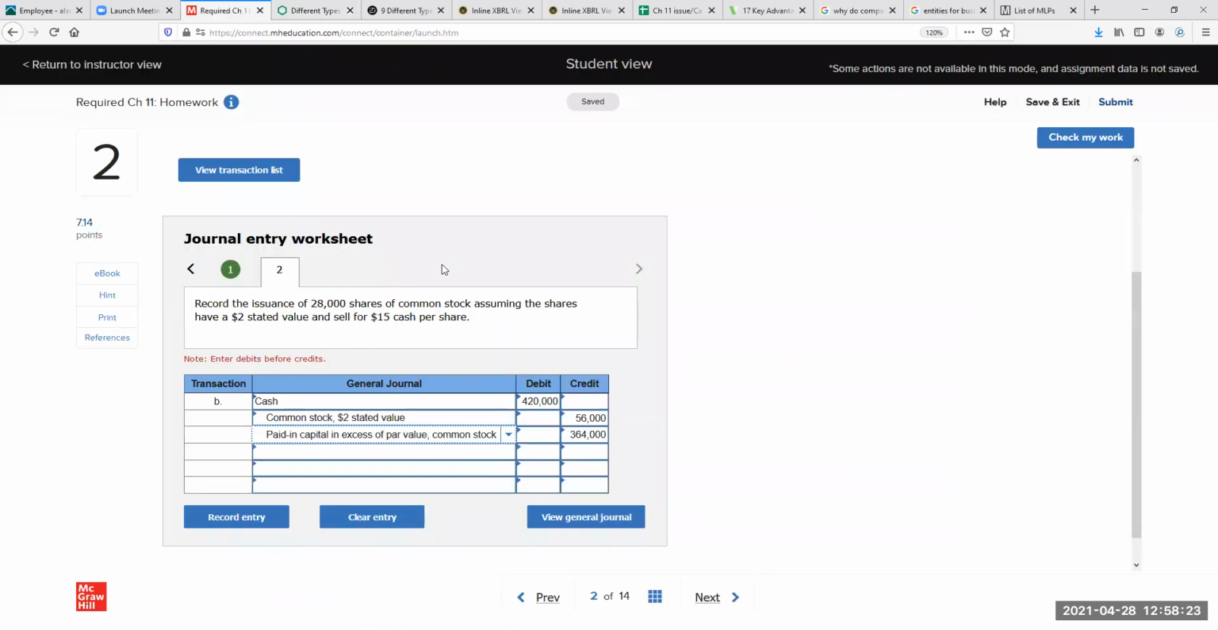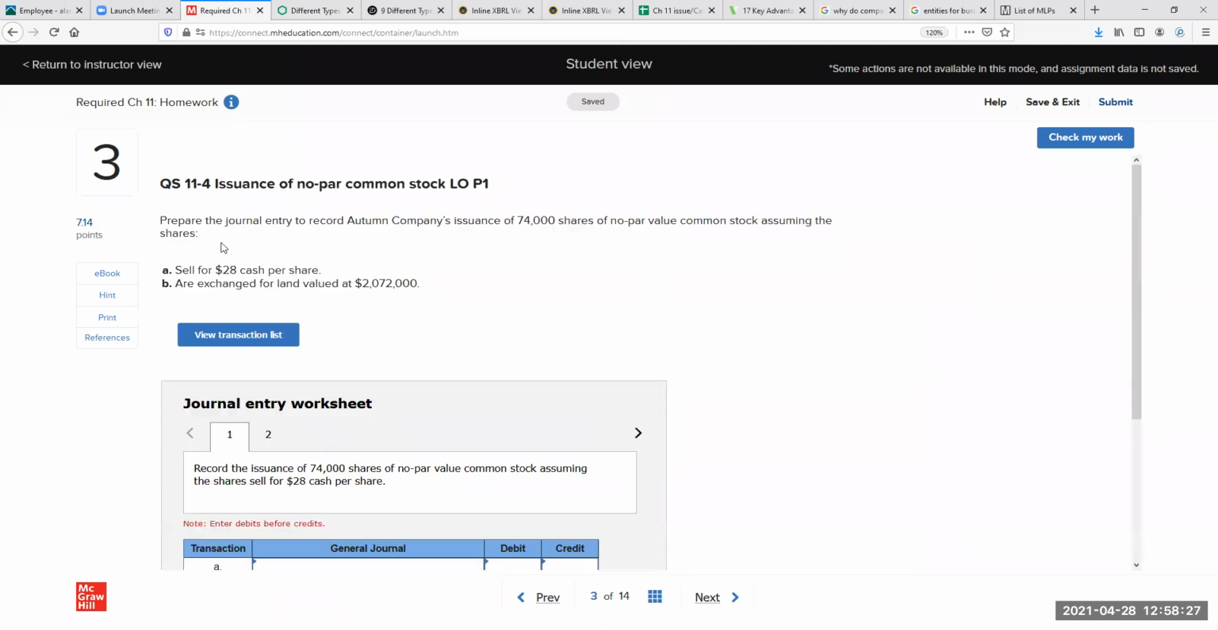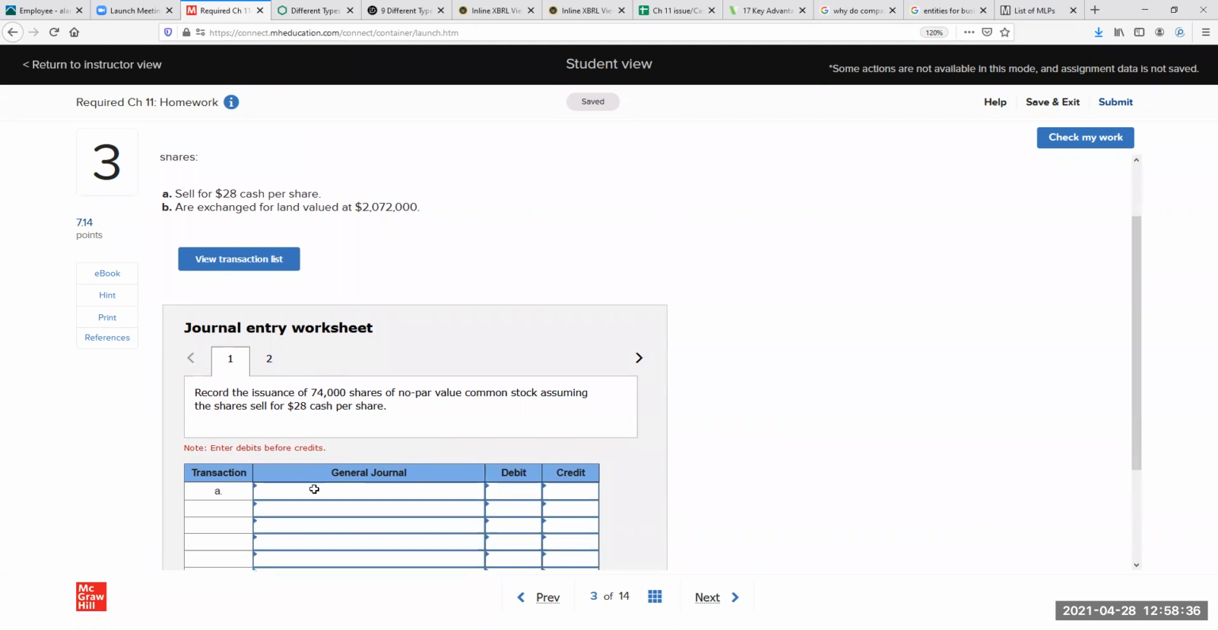All right, so what do we do here now? Let's go on to number 3. So now we sell for $28, but look what this says, no par common stock. So first off, how much cash do we get? They sell 74,000 shares times $28, which is $2 million. We raised $2 million cash.